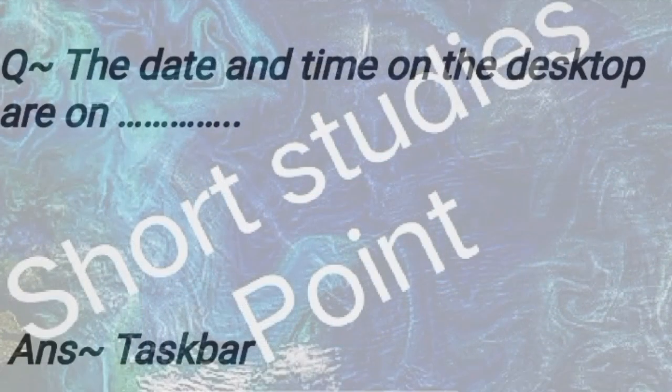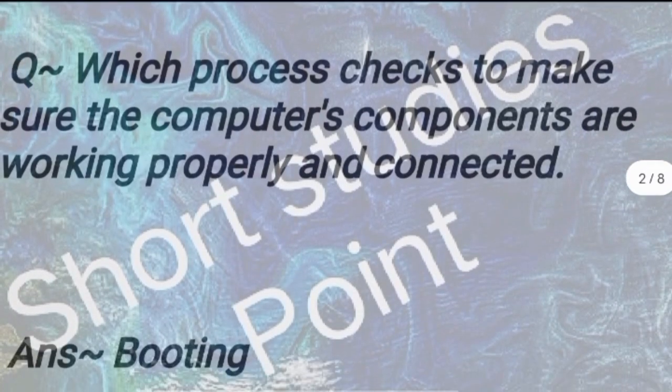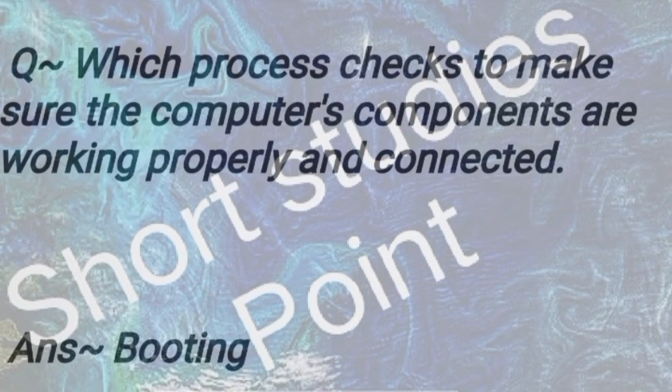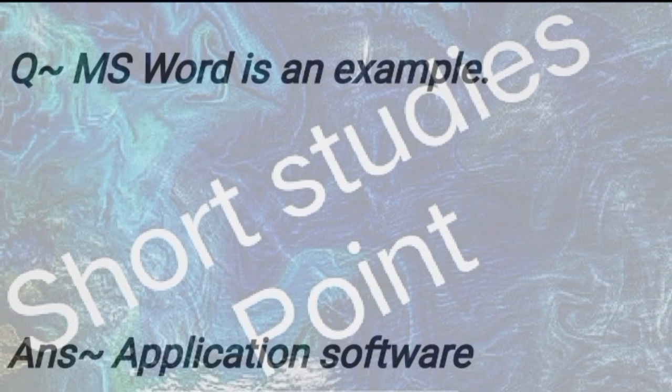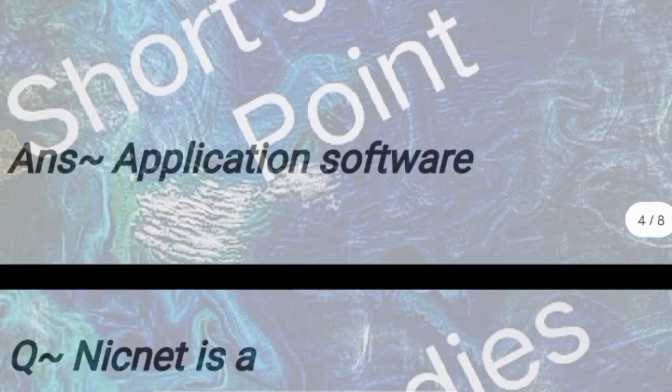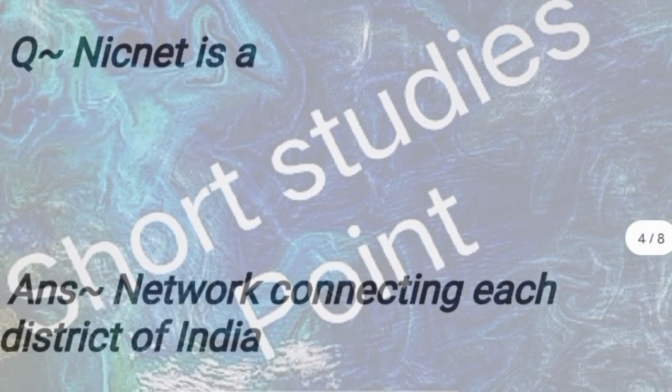Next question: the keys available on the keyboard from F1 to F12 are known as dash keys. Answer: function keys. Question: the date and time on the desktop are on the dash. Answer: taskbar. Next question: which process checks to make sure the computer's components are working properly and connected? Answer: booting. Next question: MS Word is an example of dash. Answer: application software. Next question: NICNET is a dash. Answer: network connecting each district of India.